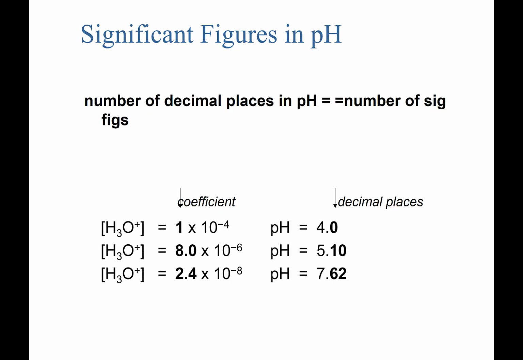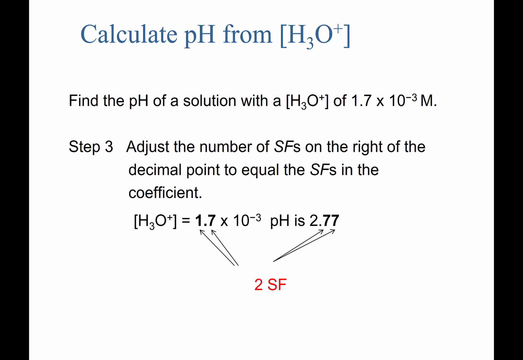Now, when we talk about significant figures for pH, the number of decimal places in the pH has to be equal to the number of significant figures in the number. So, for example, here we have 1 times 10 to the negative 4. This has 1 sig fig, which means I'd have 1 decimal place. Here, 8.0 has 2 sig figs, so I would have 2 decimal places for my pH. Here, 2 in my number, therefore 2 decimal places.